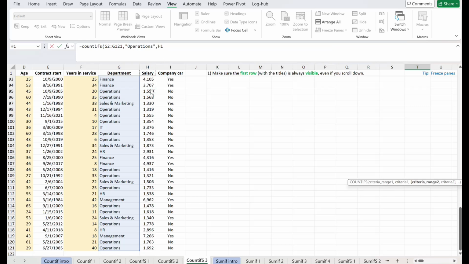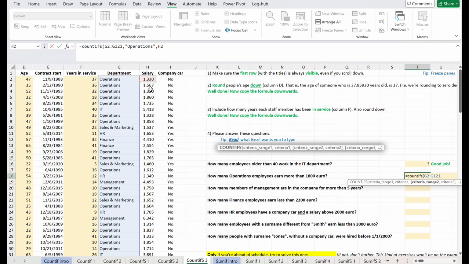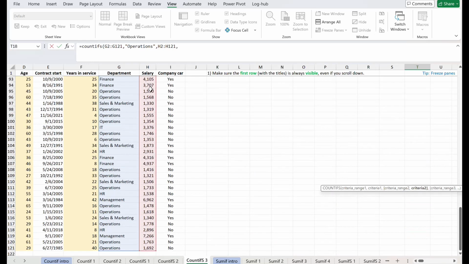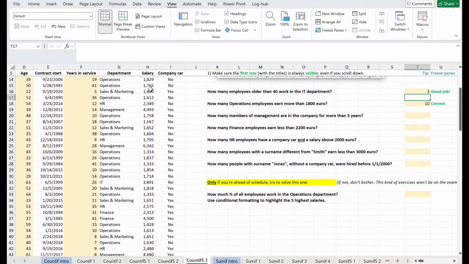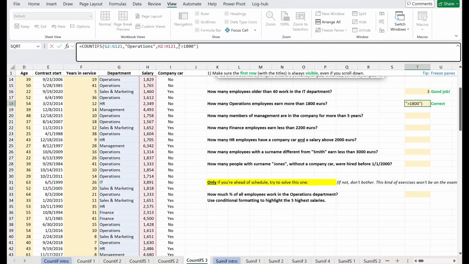Then the salary is our range, and the criterion is bigger than 1,800. There you go. Have a look at the formula. And so again, we use quotation marks because there's bigger than. And here, quotation marks because it's text.